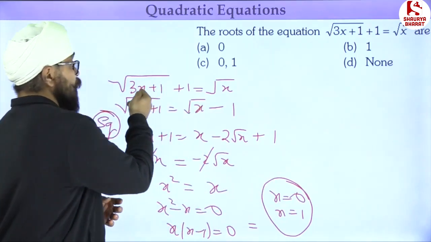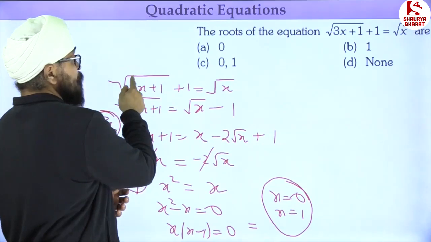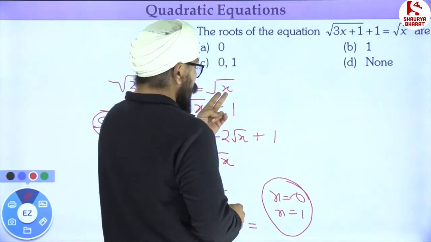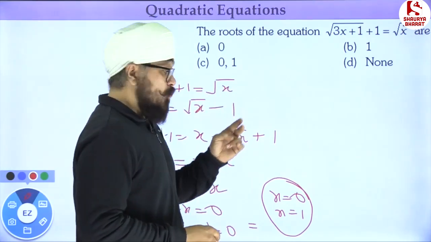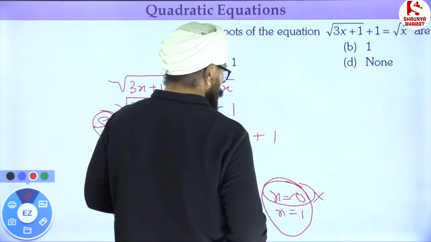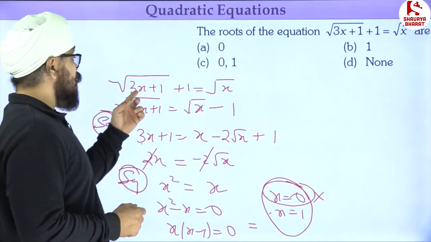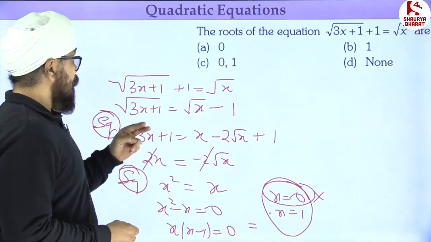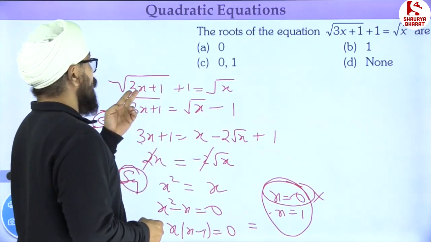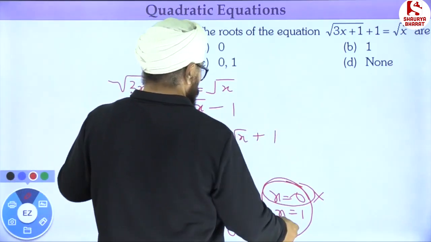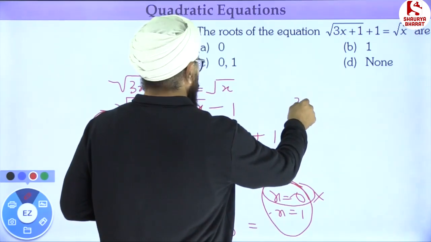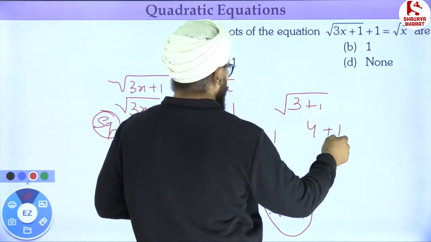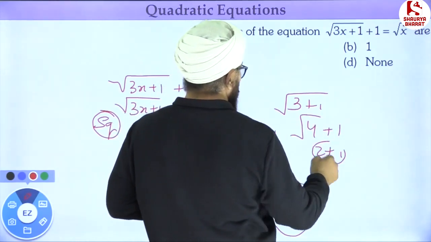So these are the two answers, but I have to confirm whether they satisfy the equation. If I put 0 here, this term becomes 0, it is root of 1 plus 1, that is equal to 2, and that is not equal to root of 0, which is 0. So this is not satisfying the given condition. So I'll go with the other choice, because for x is equal to 1, we have 3 plus 1 which is 4, root of 4 is 2, 2 plus 1, so our answer is 3.